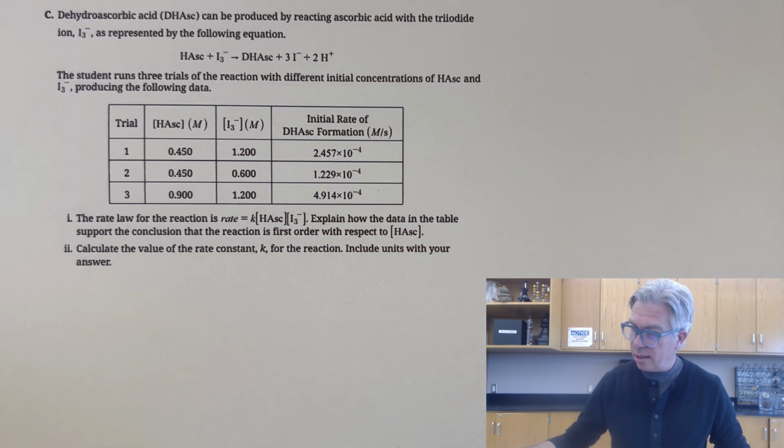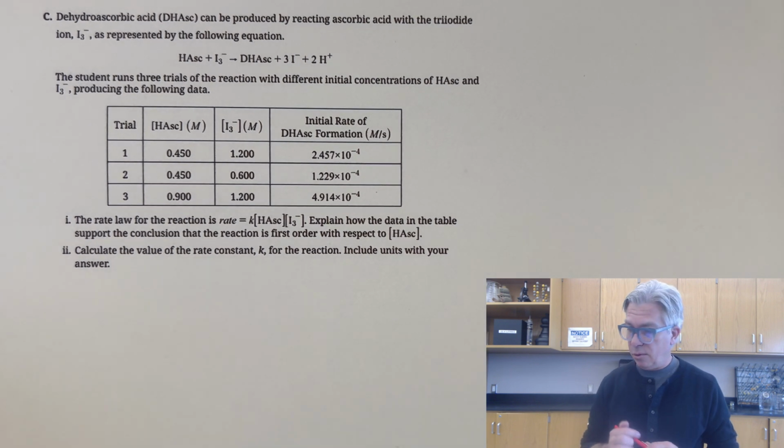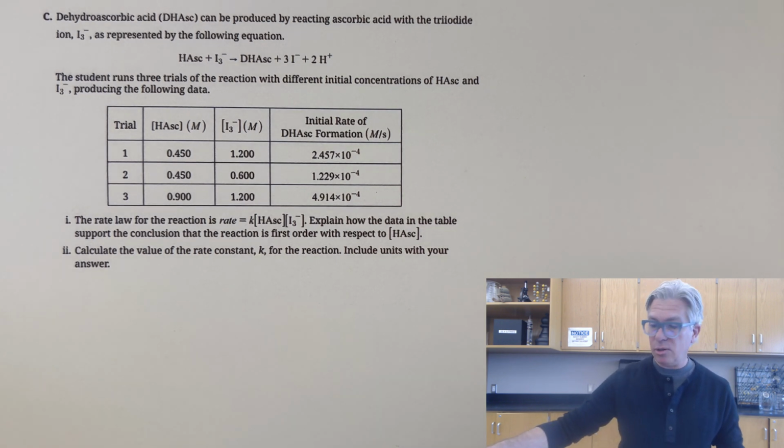Okay, next. Part 2 of that was to calculate the value of the rate constant for this reaction. Include units in your answer. So I will tell you, you can pick any of the 3 trials. You should get credit for any of the 3 trials because you should get answers similar to each other in each case. I went ahead and used trial 1.